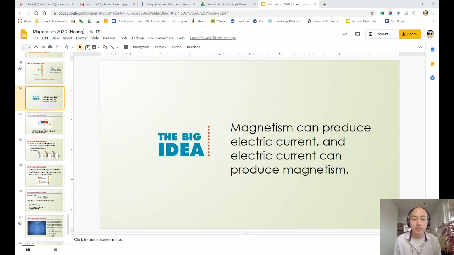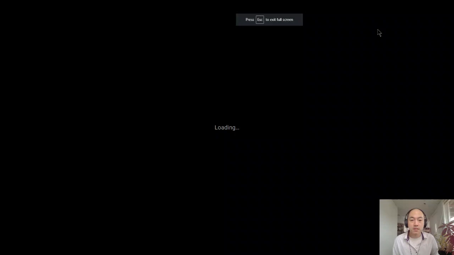I'm going to wrap up this unit here with a couple of very brief concepts, focused primarily on electromagnetic induction. So the big ideas here are that magnetism can produce an electric current, and we know that current, or a moving charge, also produces magnetism.